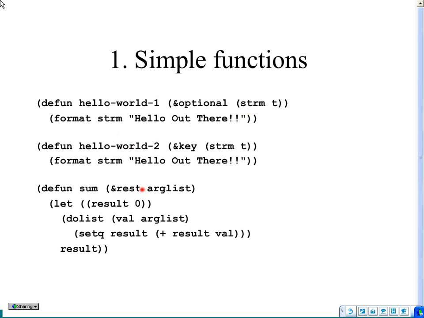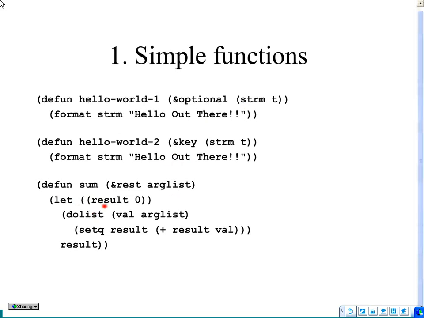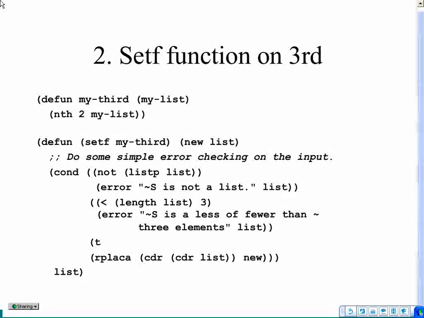The second one, instead of using an optional argument, uses a keyword argument. And then the third simple function here is the sum function. It has an &rest argument, and it binds a local variable result to 0 and then runs through all the arguments, which, because it's an &rest argument, are bundled up into a list, and adds each argument to the value of result. So at the end, result is the sum of all the arguments, and then you return that.